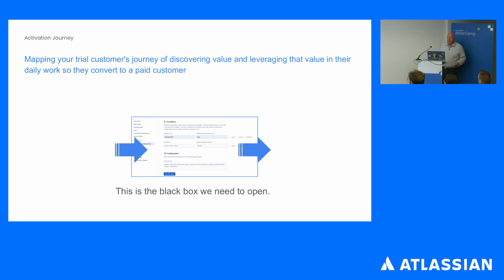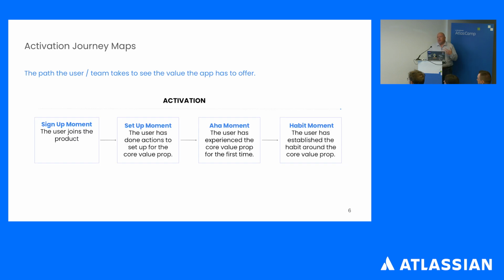Okay, so that's the activation journey. The first step in understanding your activation journey is to map it, to understand the steps that your trial users are taking to get to the point where they see the value of the product and they're so convinced how valuable it is for them that they want to keep on using it every day in their work life. That's where we're headed towards here.